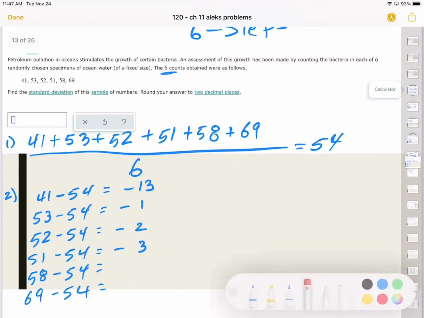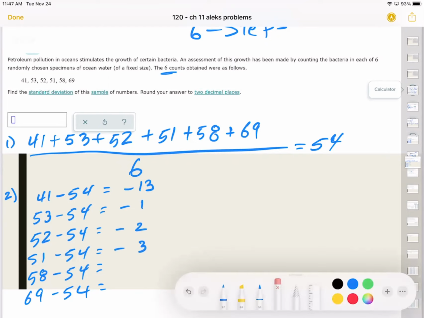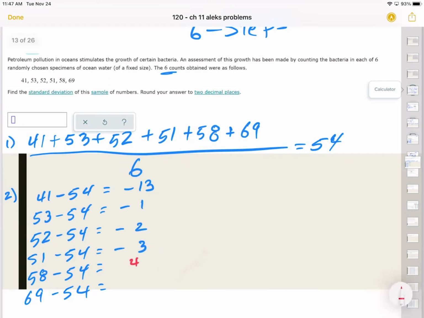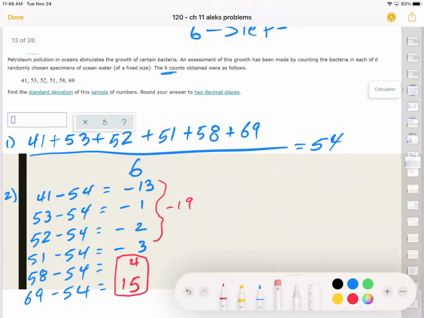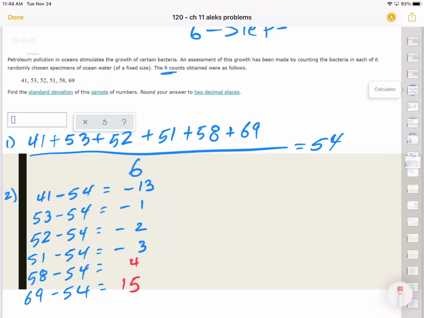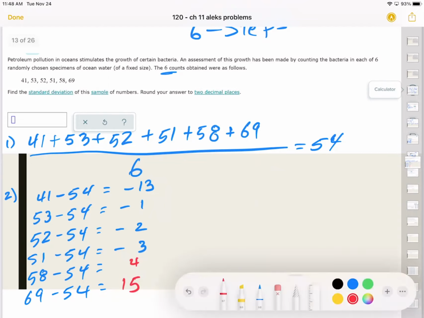Right? Let me use this. If I subtract this, I have +4. If I subtract this, I have a +15. And again, if you look at the red number, this is 19. And if you add this number up, you have negative 19 and positive 19. They cancel each other out. And that's where your deviation is good, right?